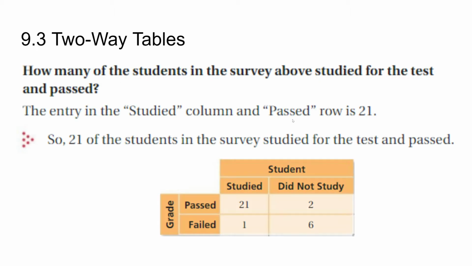Okay, so here's the first example. How many of the students in the survey above studied for the test and passed? So here we see that we want to look at how many studied, and then we see that the number of students that studied are 21 and 1, meaning 22 students overall studied, but the only ones that actually passed were 21 students. So we see that 21 of the students in the survey studied for the test and passed.